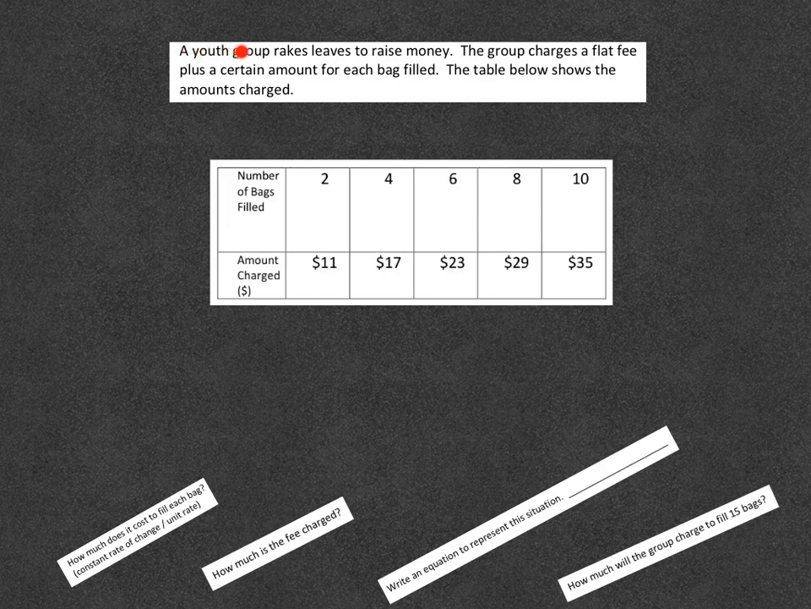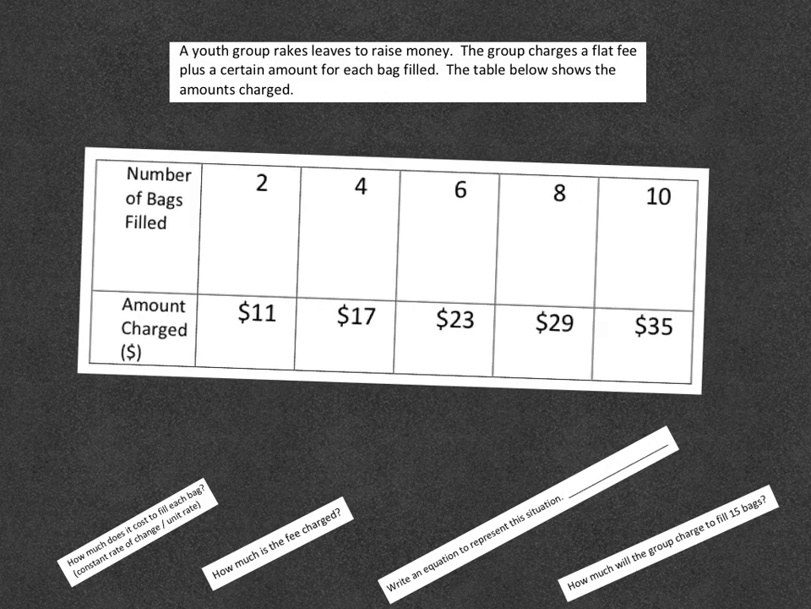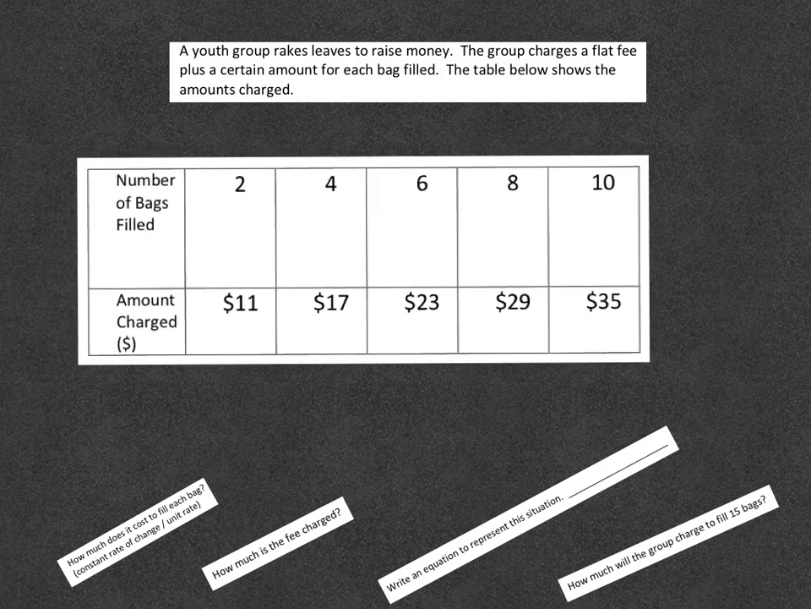This question says, a youth group rakes leaves to raise money. The group charges a flat fee plus a certain amount for each bag filled. The table shows the amounts charged. So this one is missing the numbers in the story problem. It doesn't say the quantity for the fee, and it doesn't say the amount per bag. So this one is where we're going to have to go through the table, and we're going to have to count across the top and the bottom and see what happens.